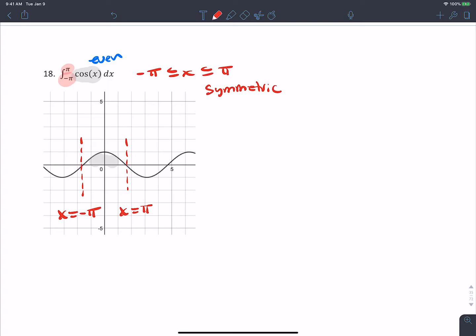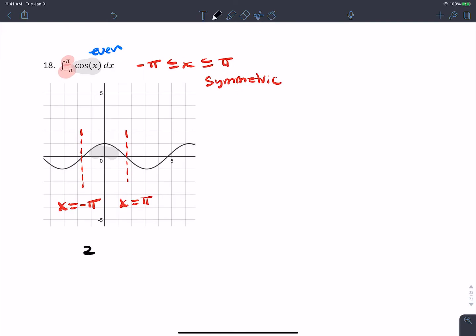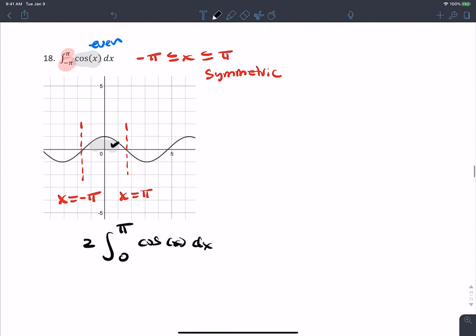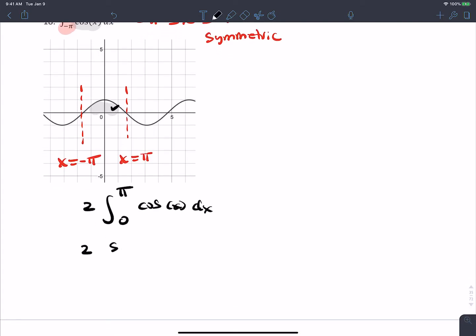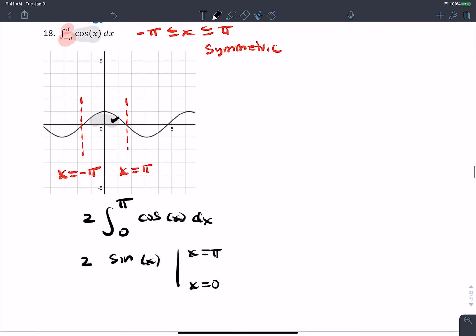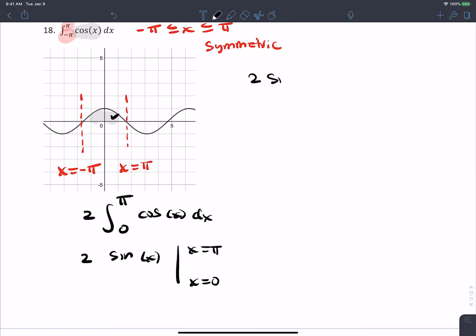What does that mean? Can I use my fact? Does that mean my area is twice the integral from 0 to pi of cosine dx? Don't I just find this area here and double it? The answer is yes. Let's double that. Okay. So, the antiderivative of cosine, isn't that sine? Yes. X is 0. X is pi. So, this will be 2 sine pi minus 2 sine 0.